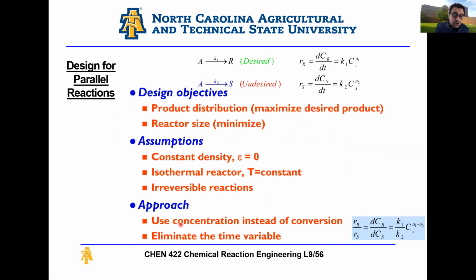And then we said the approach to do this is we're going to use concentration instead of conversion, and we're going to eliminate the time variable. And the idea here is I'm dividing the reaction rates of both reactions and seeing the governing concentrations, which can tell which reaction is favored. So in this case, I have A goes to R, A goes to S. These are my reaction rate expressions. I divide the rate for the desirable reaction by the rate for the undesirable reaction. I get an expression which is usually the concentration of my reactant to the power of the difference of the orders in this case.